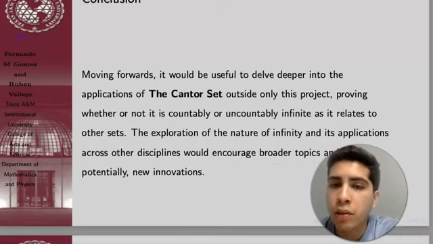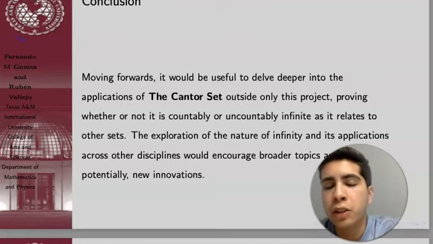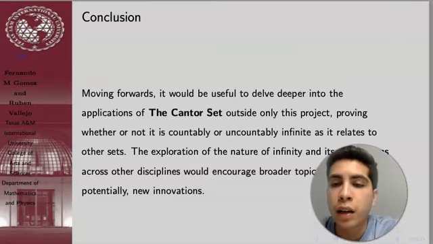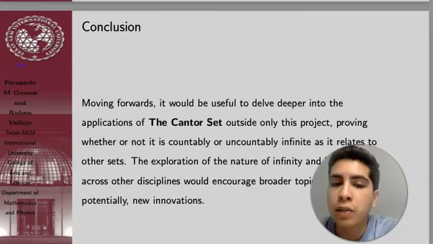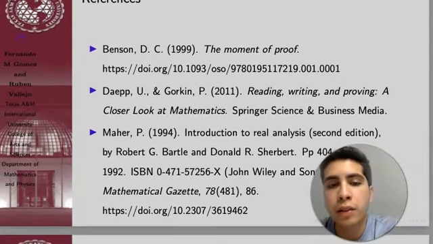It would be valuable to delve deeper into the applications of the Cantor set outside this project, because the exploration of the nature of infinity and its applications across other disciplines encourages broader topics and could potentially provide us with new innovations. Seeing that the universe is such an expansive space, considering the Cantor set as a way to grasp the concept of the expanding universe is useful to space exploration. And that is the conclusion of the Cantor set.